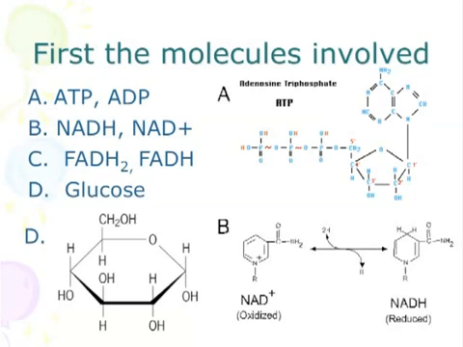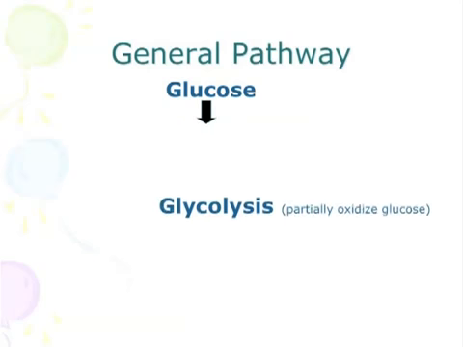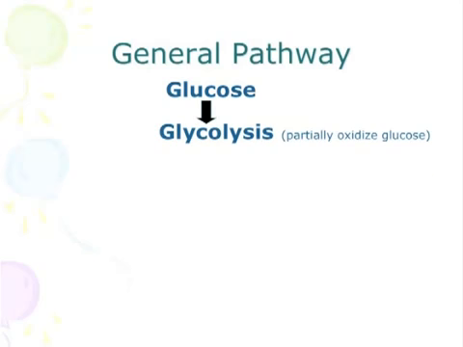So these are all of the molecules that you'll see throughout each little transition, and now you can see the picture of them, and when they actually get used, you can see how they were used. So the general pathway is you start off with glucose. Glucose goes through glycolysis, which partially oxidizes glucose.